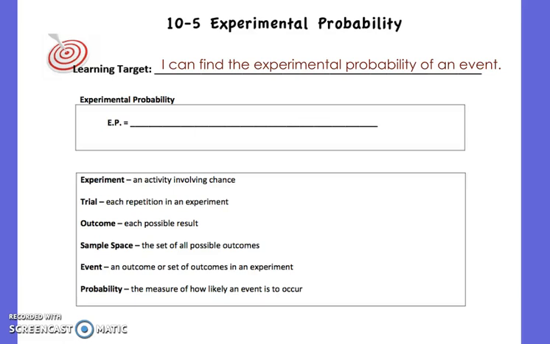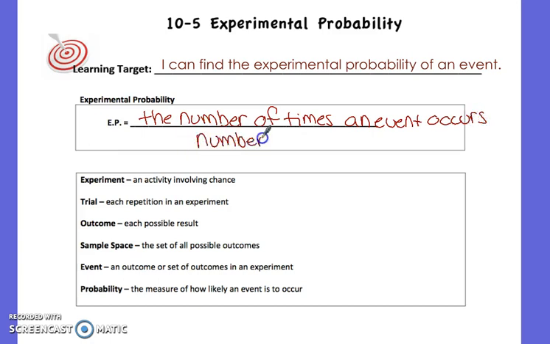Okay, we are going to be doing experimental probability today. And what experimental probability is, it is the number of times an event occurs divided by the number of trials. So there's some vocabulary that you need to know.